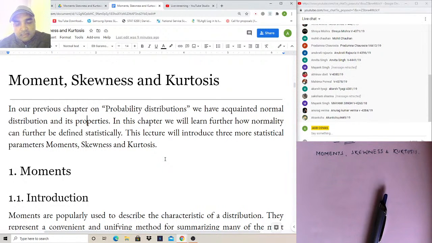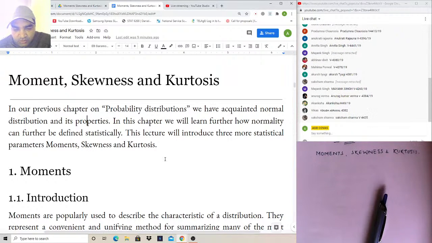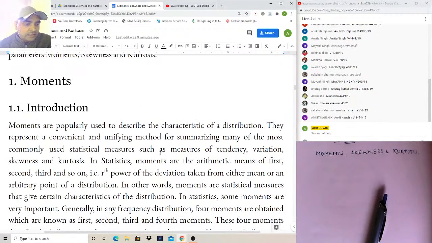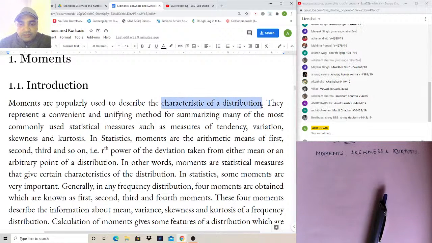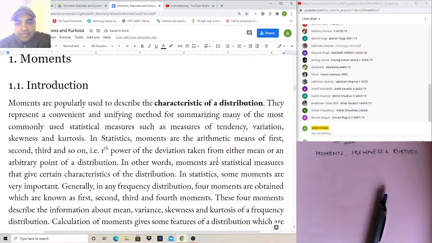This lecture will introduce three more statistical parameters. And what are those statistical parameters? Moments, skewness, and kurtosis. Let us find out what these moments, skewness, and kurtosis mean. Starting with the introduction of moments: these moments are popularly used to describe the characteristics of a distribution.